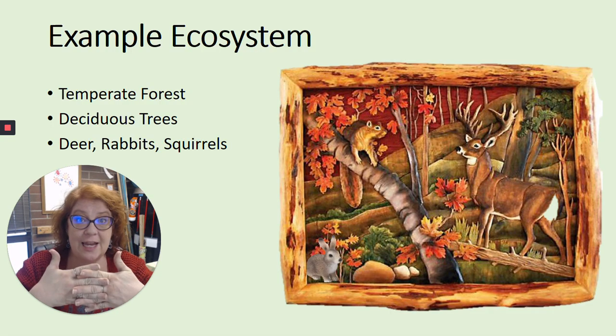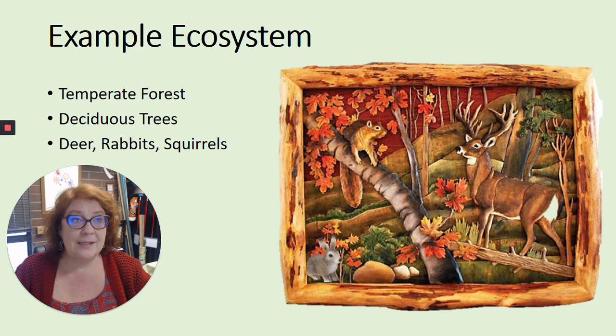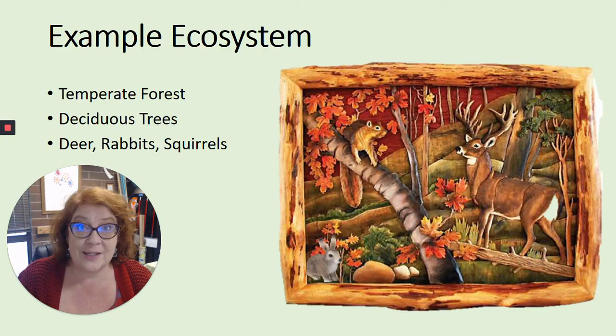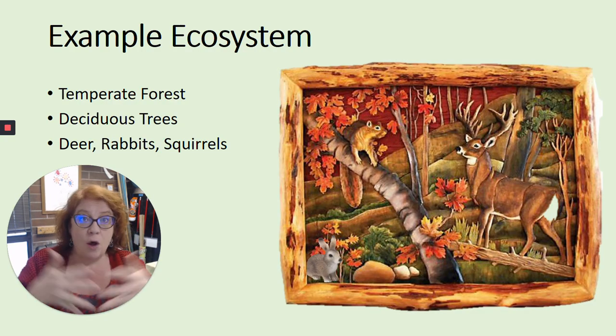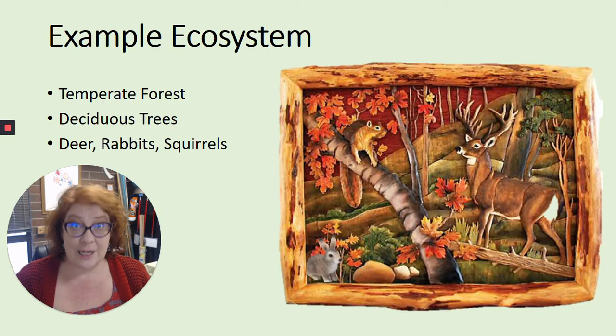They work together in order to protect one another. The animals eat the plants, bigger animals eat smaller animals, the animals carry around the seeds so that more plants can grow. They all work together in order to survive. That makes an ecosystem.